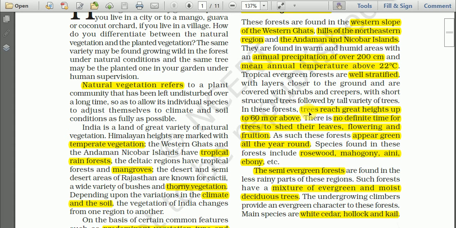In this forest, trees reach great heights, up to 60 meters or above. Another characteristic is that there is no definite time for the trees to set their leaves, flower and fruit. As such, these forests appear green all year round. Species found in this forest include rosewood, mahogany, ivy, and ebony. These are the important tree species.